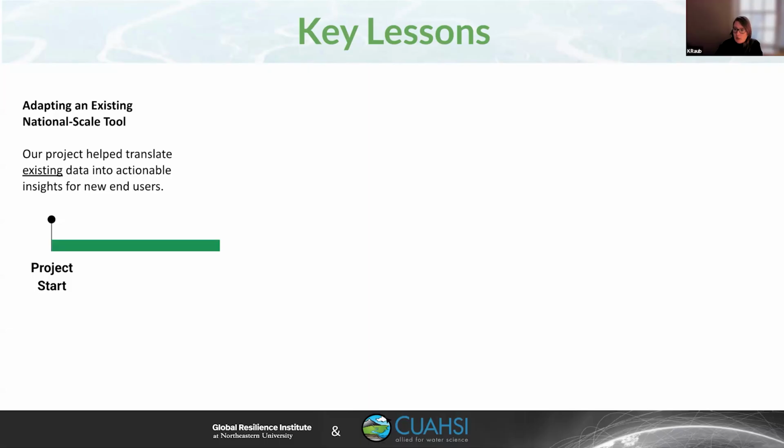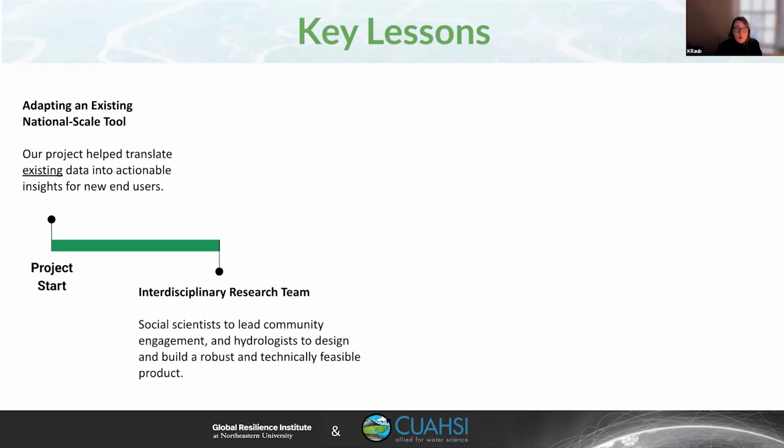We took a product that already had a great audience that was already using it, and we expanded that. So we reached new users with new use cases, which is now increasing the impact and the usability of the National Water Model. We also think that our interdisciplinary research team was part of our success because we had social scientists like myself and Emma to lead our community engagement. We had hydrologists like Irene and Tony, who were able to build a robust and technically feasible product, but not only just our interdisciplinary expertise.